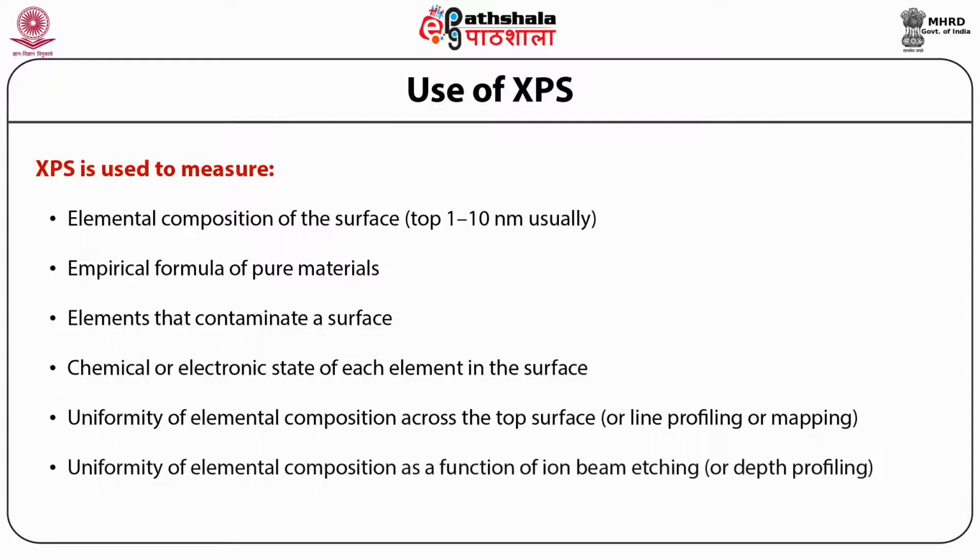Then we have uniformity of elemental composition as a function of ion beam etching, where we can cut the thin layer that covers the surface in a certain manner, and from this etching we can measure the thickness of this layer. This is called depth profiling. This depth profiling can be done very conveniently with the help of this instrument, and we can have a precise measurement of the layers which cover the surfaces.